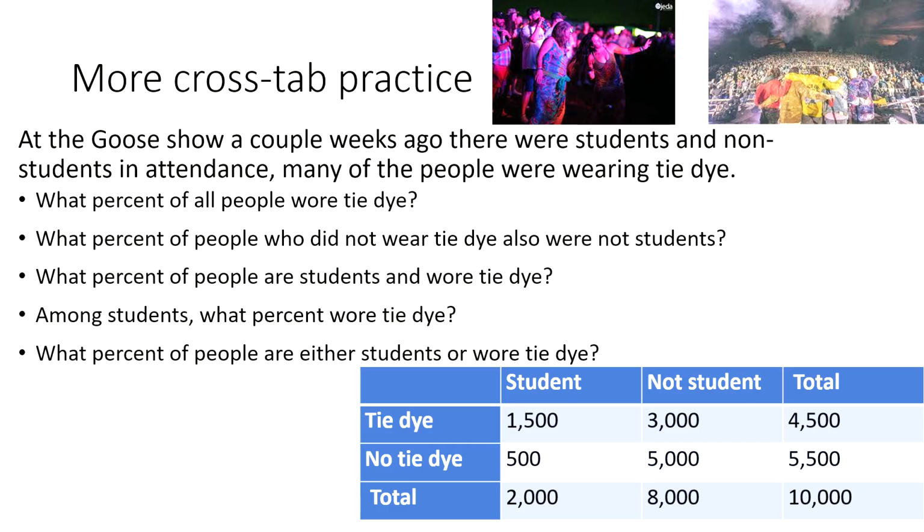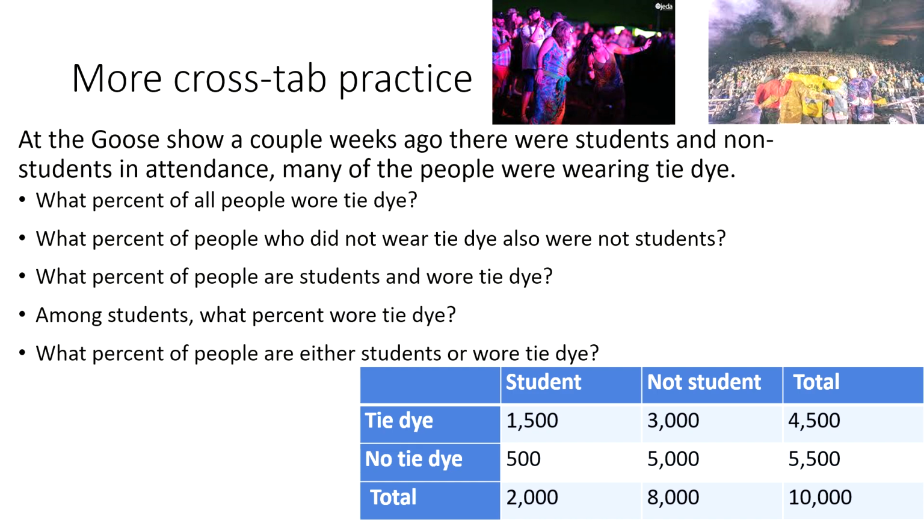So for more crosstab practice, also a couple weeks ago here at CSU, there was a concert. The band Goose came to town. And at this concert, there were both students and non-students, many people wearing tie-dye in both groups. And so I've given you the crosstab table here, and I'm going to ask these questions.